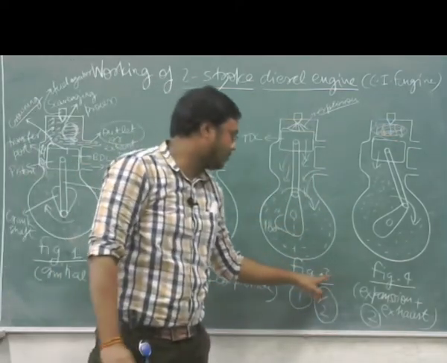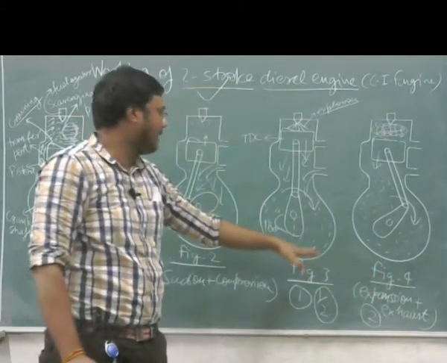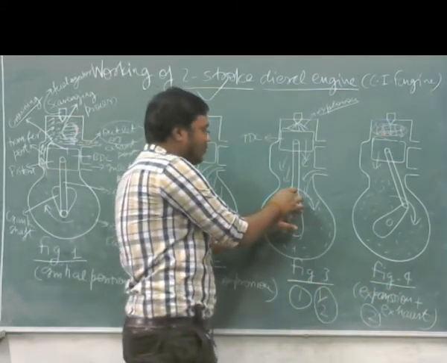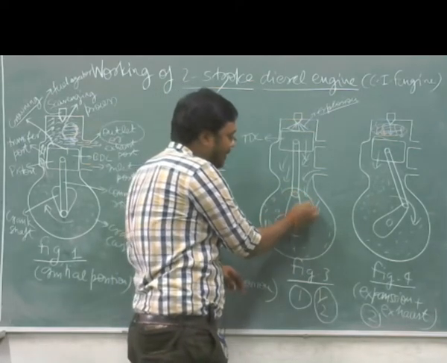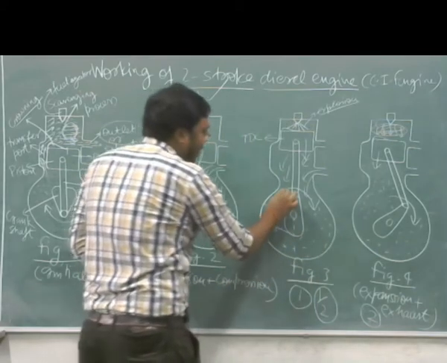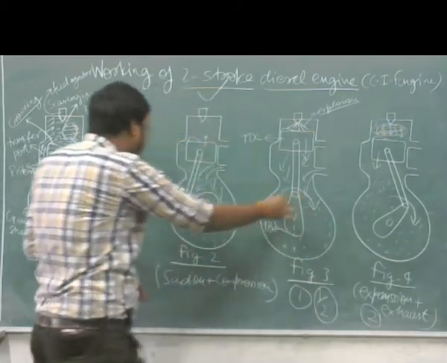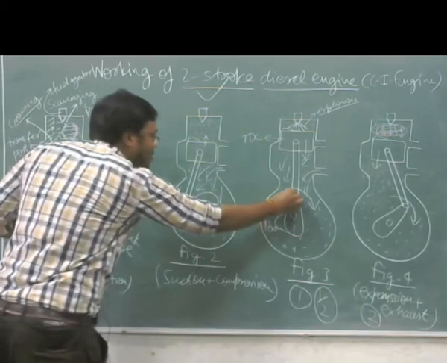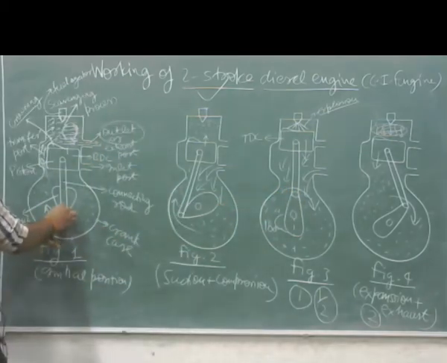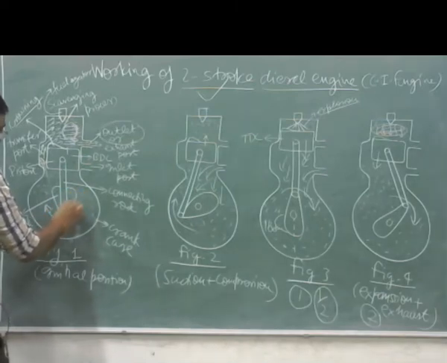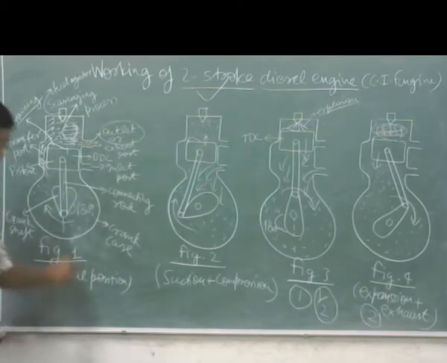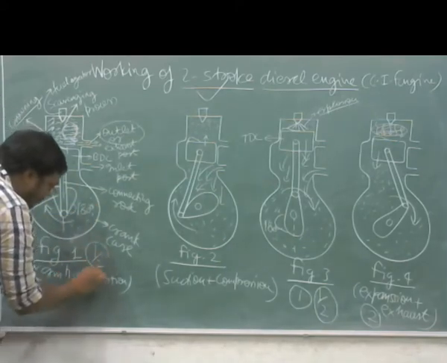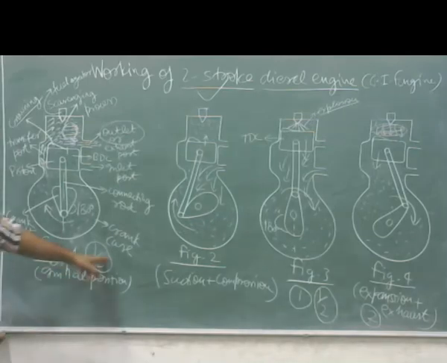Again from figure 3 to figure 4, we are seeing that the piston is moving in a clockwise direction. This is the midway position, and after rotating, the piston has reached the bottom position again from the top position. So again the piston is moving by 180 degrees. This is the half revolution, and then another half revolution.